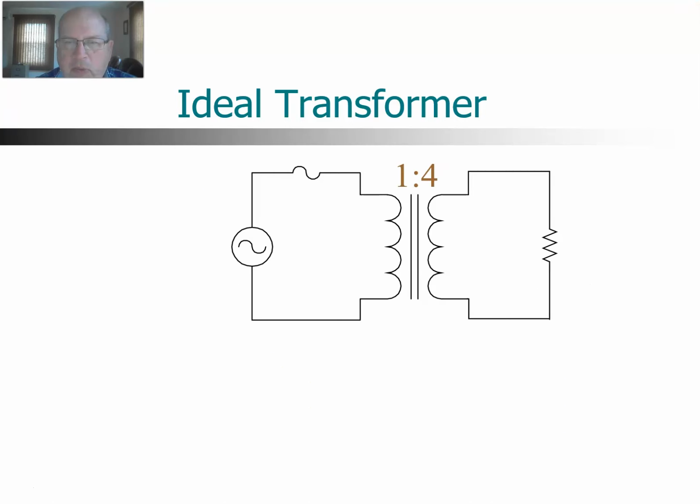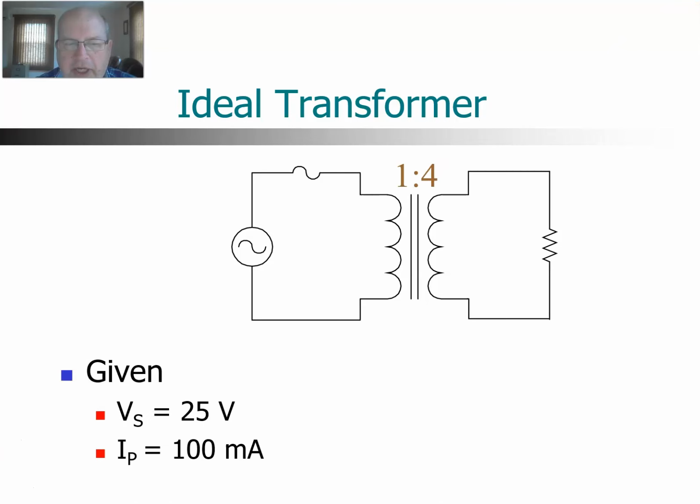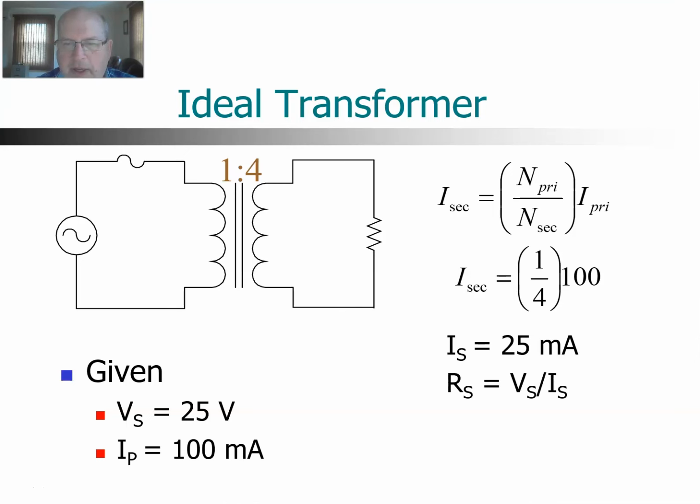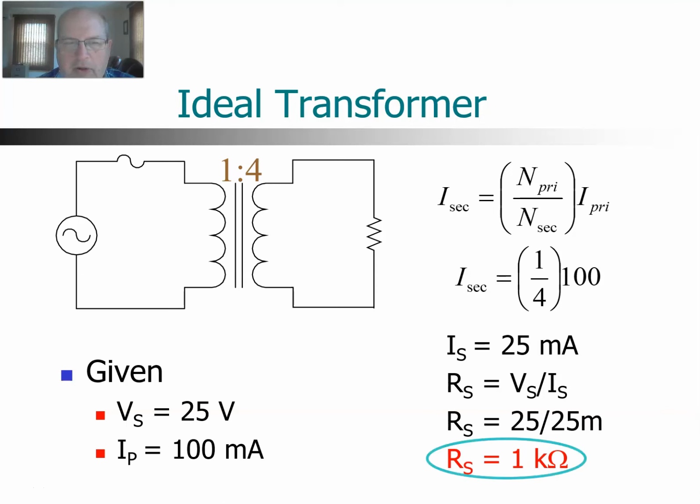All right, another example, 1 to 4 turns ratio. Secondary is 25 volts, primary is 100 milliamps. We want to know what RL is. So we can say the current relationship here is I secondary is 1/4 of 100, and that would give us 25 milliamps. And then the R of the secondary is simply the voltage divided by the current, which gives us 1 kilo ohm.